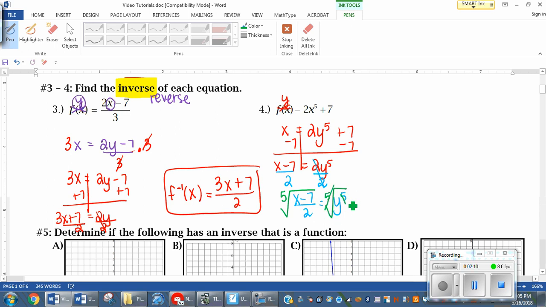And all that does is it cancels. So we have the 5th root of x minus 7 over 2. And again, we're going to insert that notation. Instead of calling this y, we're now going to say the inverse, so f inverse of x.